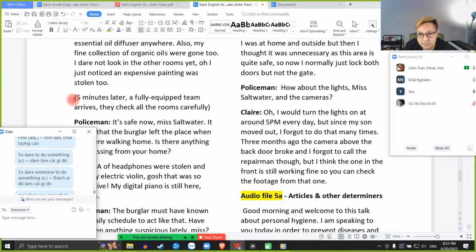Fully equipped team arrives. They check all the rooms carefully. Ok, 5 phút sau đó một cái đội mà được fully equipped, được trang bị đầy đủ đã tới. Họ kiểm tra tất cả các phòng một cách cẩn thận.